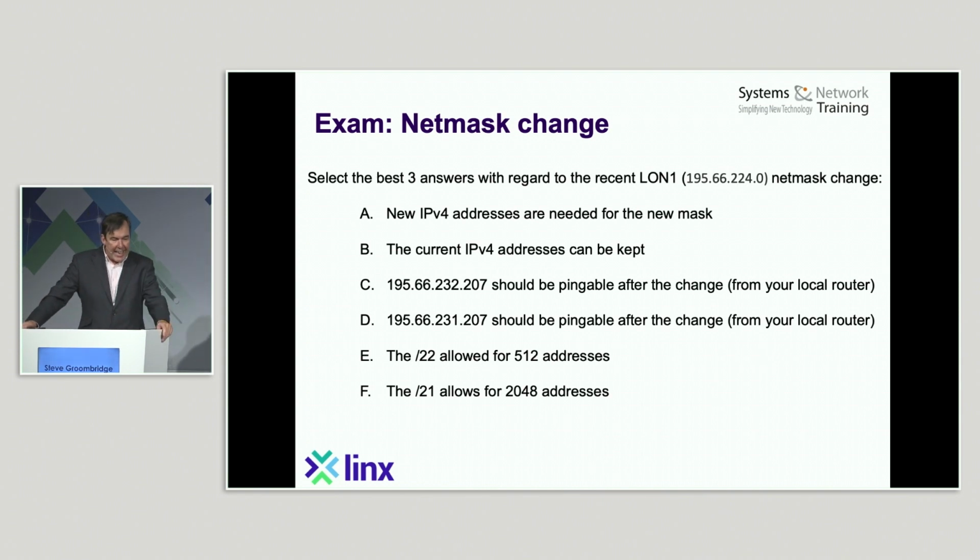Okay, last is, if you remember, it's a range of addresses. So E or F, which one's correct? So E is, was it /22 allows for 512 addresses, or is it that /21 allows for 2,048 addresses?